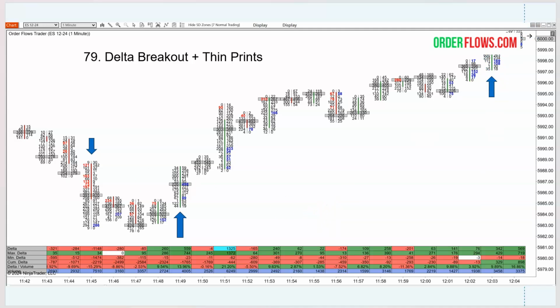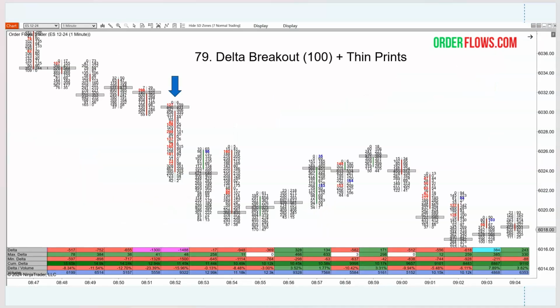Okay. Here's another example, a bearish one as the market's coming down. Again, this is a smaller breakout, but it goes from 1300 to 1400. You got a bunch of zeros in here. This bar is elongating. It does start to break down, go sideways, then break down some more.